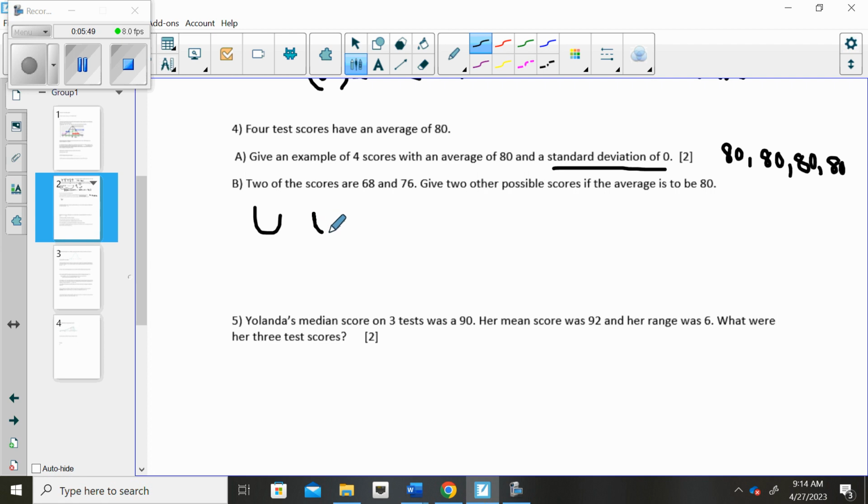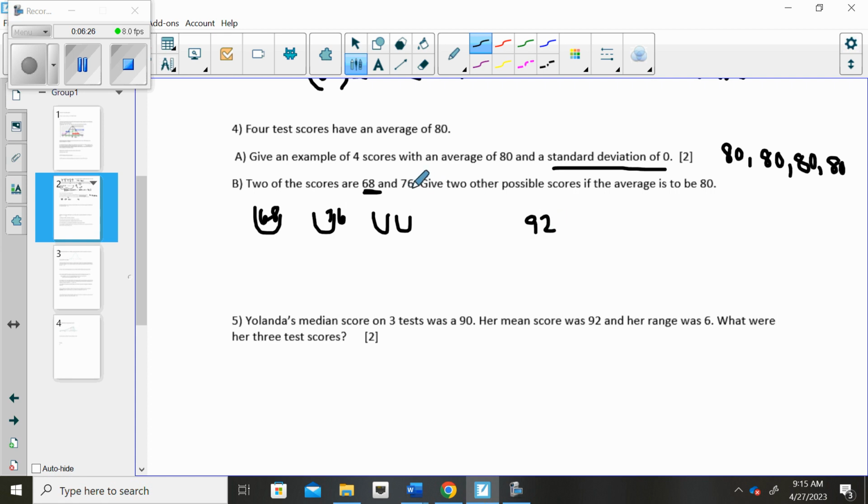Okay, we need the average to be 80. So there's a couple different ways I could think of this, right? These people are well below 80, which means that the other two people are going to have to be well above 80. Okay, so I could think of it that way. I could think, well, this person is 12 below 80. So then if I gave 12 to 80, that would be a 92.